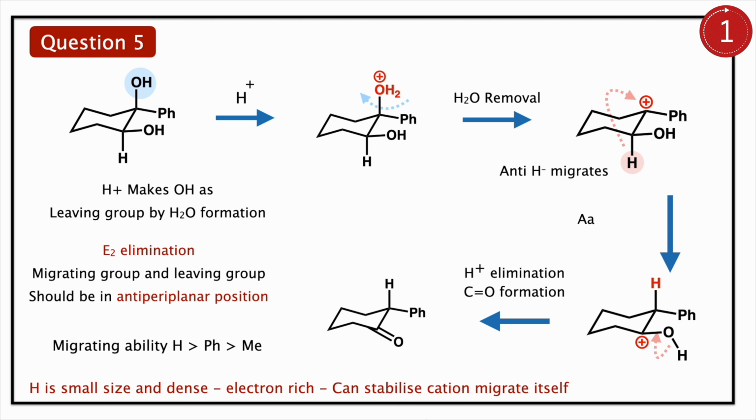Here the migrating ability of hydrogen is better, as well as it has an anti-periplanar position. So the concept you have to learn here is that alcohol elimination is E2 elimination. In a cyclic system you have axial OH, and an axial migrating group is required.